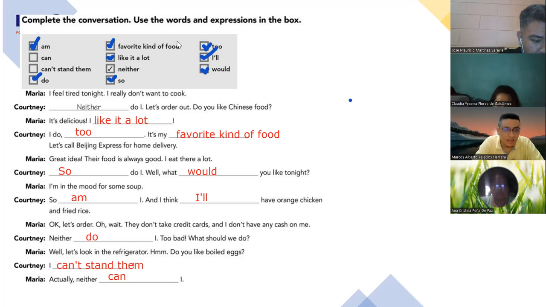I feel tired tonight. I really don't want to cook. Neither do I. Do you like Chinese food? It's delicious. I like it a lot. I do too. It's my favorite kind of food. Let's call Beijing Express for home delivery. Great idea. Their food is always good. I eat there a lot.